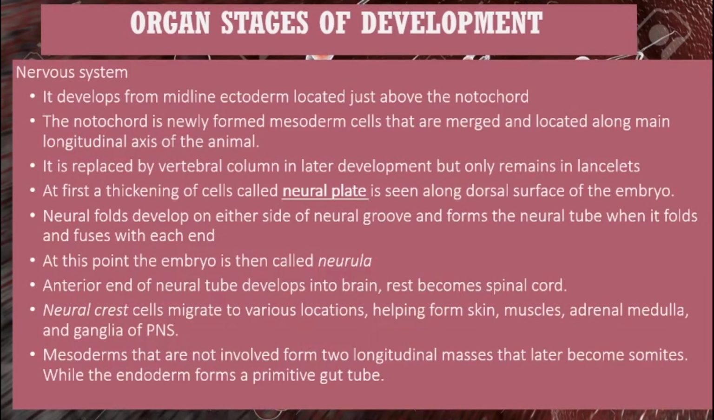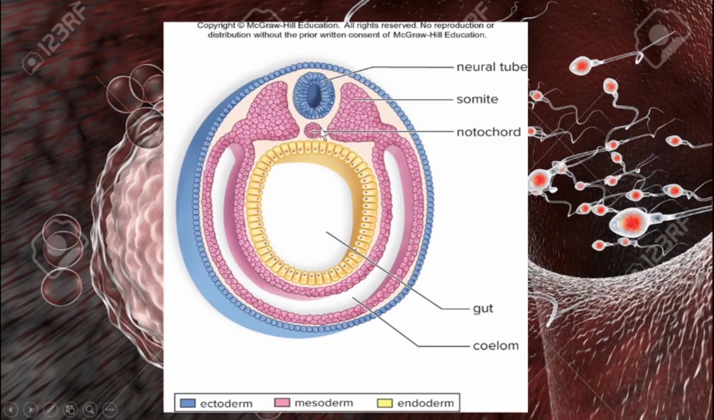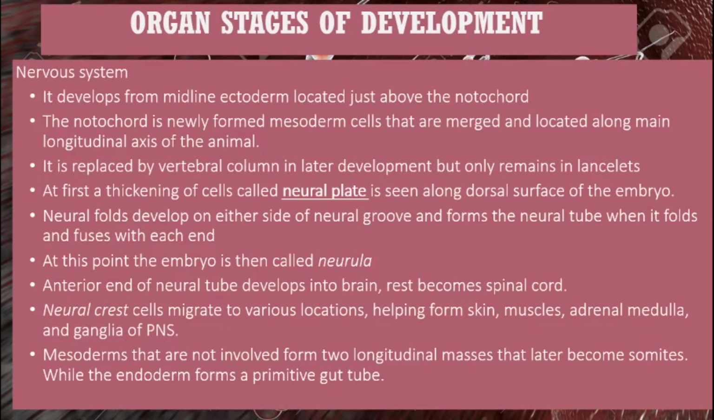So then the anterior end of the neural tube will develop into the brain, the central nervous system, and the rest will become the spinal cord. And the neural crest cells, which are located here at the notochord right here, when it forms a notochord, there will be neural crest cells, the ones that are detached from the ectoderm. They will migrate to various locations and help form skin, muscles, adrenal medulla, and ganglia of PNS.